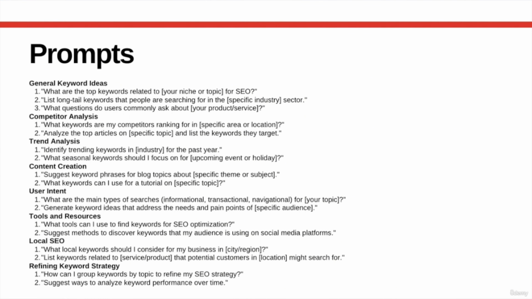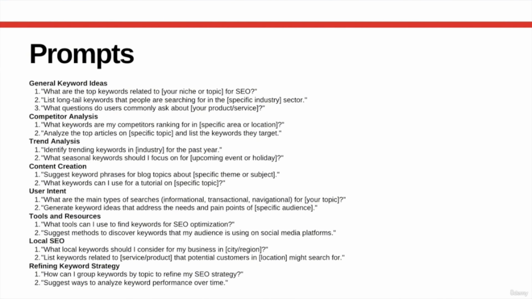Trend analysis. Identify trending keywords in the industry for the past year. What seasonal keywords should I focus on for an upcoming event or holiday? Content creation. Suggest keyword phrases for blog topics about a specific theme or subject. What keywords can I use for a tutorial on a specific topic? User intent. What are the main types of searches: informational, transactional, navigational for your topic? Generate keyword ideas that address the needs and pain points of a specific audience.